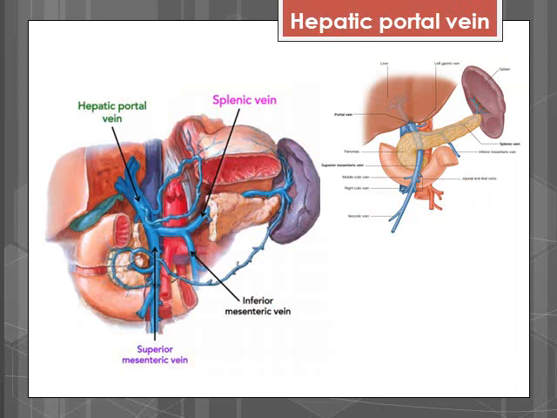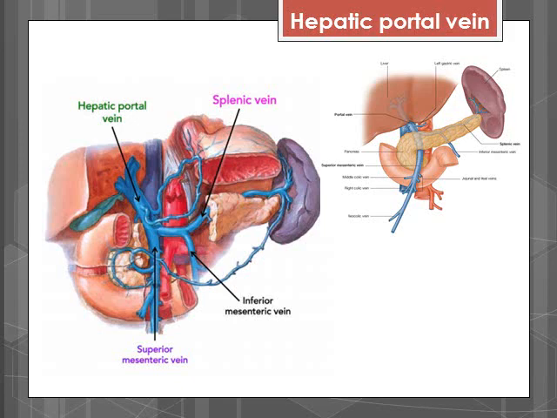Now, what are the structure, location, beginning, termination, and tributaries of the portal vein or hepatic portal vein? The portal vein is present in the upper right quadrant of the abdomen. It is valveless and generally reaches 8 centimeters or 3 inches in adults. It begins behind the neck of the pancreas. Here in the left figure, part of the pancreas is removed to see the beginning of the portal vein behind its neck by the union of the superior mesenteric and splenic veins.